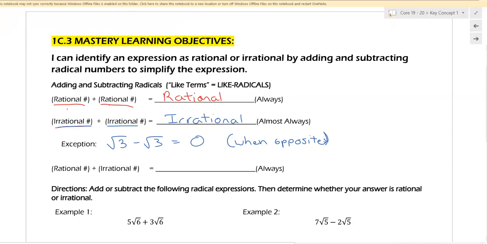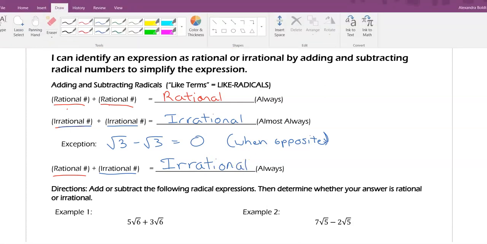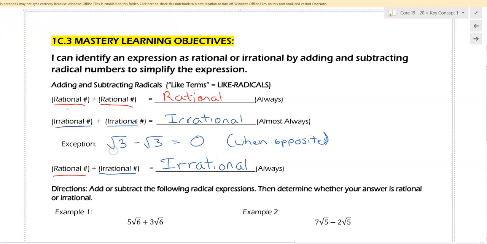And then a rational plus an irrational is always irrational. Okay? So for the most part, when you're adding, most of the cases we're going to see are irrational, but you do have to be careful of that when they're the same, but opposite.